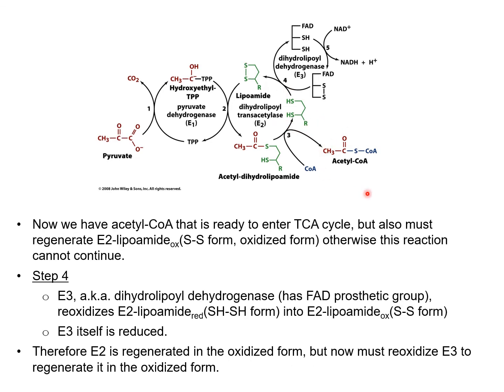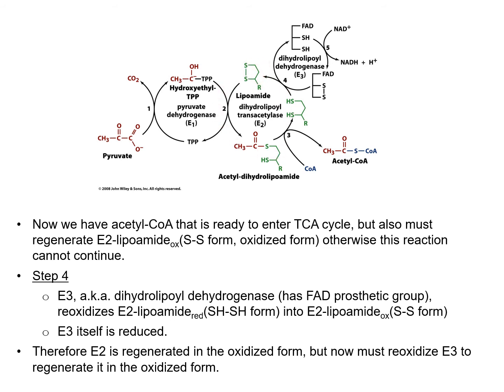Now we have acyl-CoA that is ready to enter the TCA cycle. But we still have this reduced form of the lipoamide that has to get back to its original form, which is the SS form, or oxidized form, which contains the disulfide bond here. Otherwise, this reaction cannot continue for more pyruvate molecules to be processed to acyl-CoA. So step 4 and step 5 are basically to get this reduced form of the lipoamide back to the oxidized form of lipoamide for reuse.